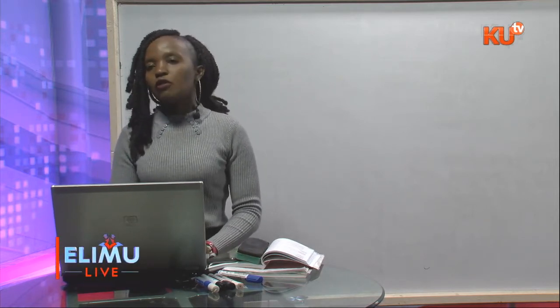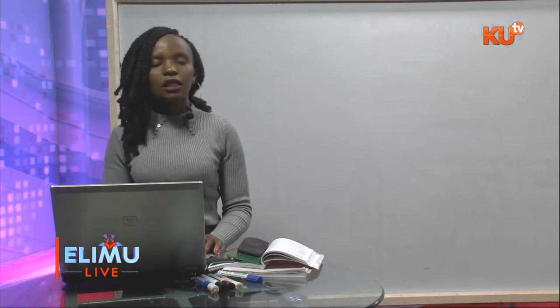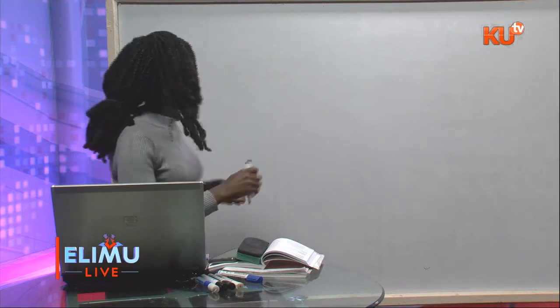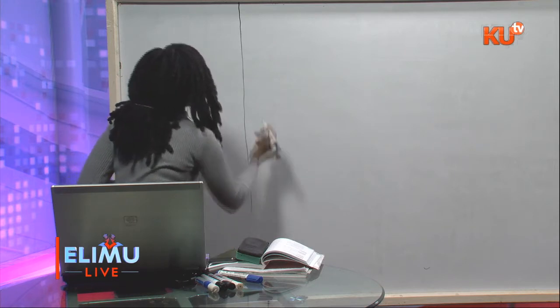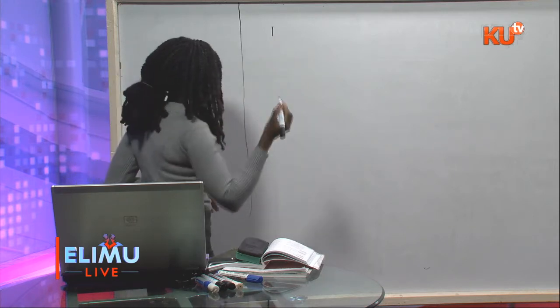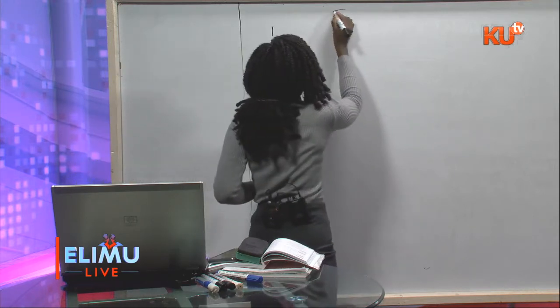So what is a fraction? A fraction is part of a whole number. Part of a whole number is a fraction. For example, if I talk of a half, I'm talking of a half. Let me first of all write the topic. So fractions.